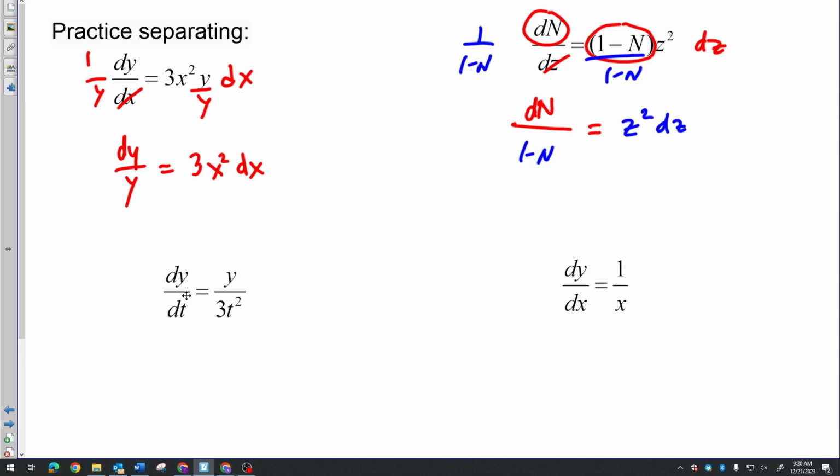Okay, on this problem right here, my x is a t, but that's totally fine. I do the same thing. I want the dy on the left side, so it's already there. I want the y on the left side, so here I'm going to have to divide by y on both sides. If I divide by y on this side, the y's cancel out. Dividing by y on this side, I get dy over y. And then what I have left is, make sure you understand, there's a 1 here. So it's not 3t squared, it's 1 over 3t squared times dt. All right, so that's separating on the left side.